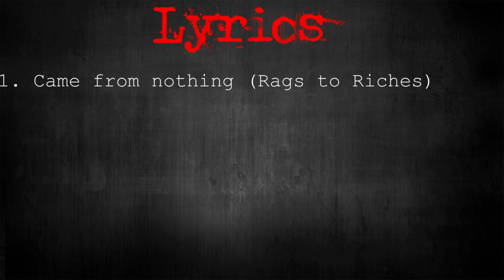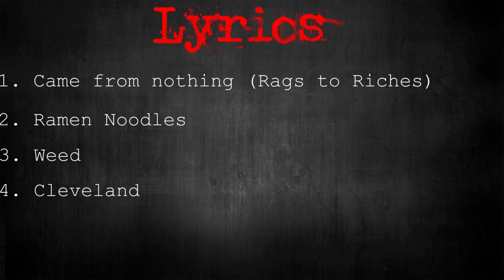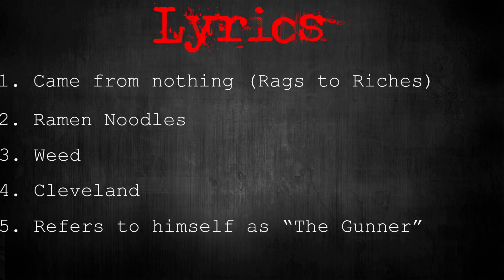Alright, now it's time to write some lyrics. MGK's lyrics tend to focus on: 1. References to how he came from nothing. 2. I've heard a few songs where he talks about how he used to eat ramen noodles when he was broke. 3. Weed. 4. References to Cleveland. 5. References to himself as the Gunner.